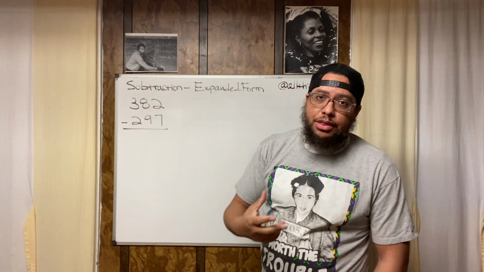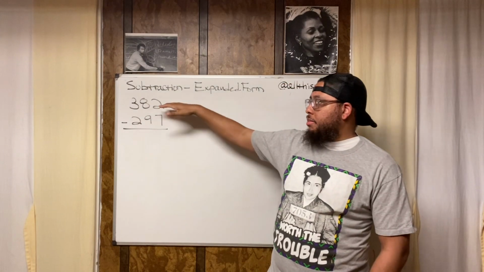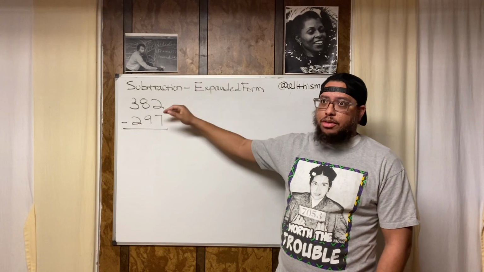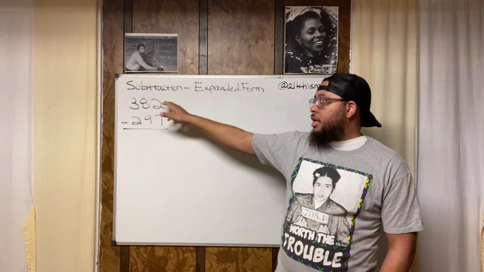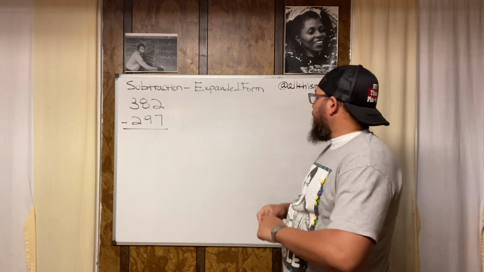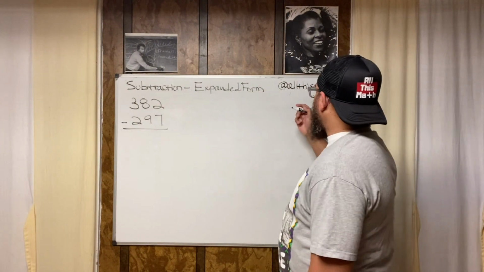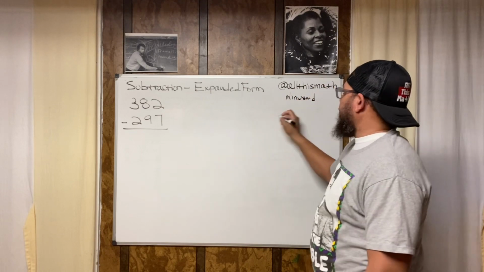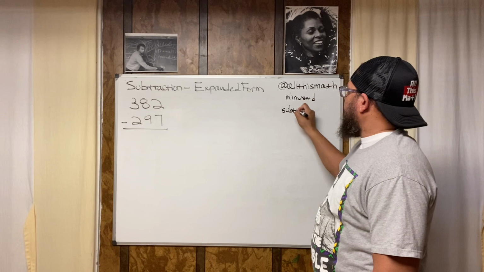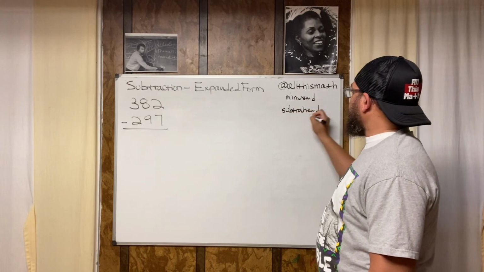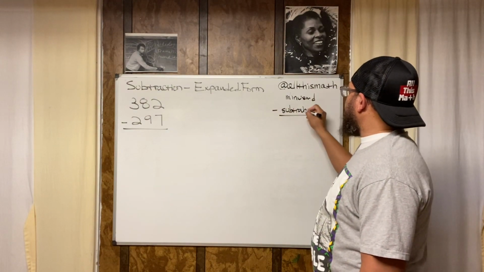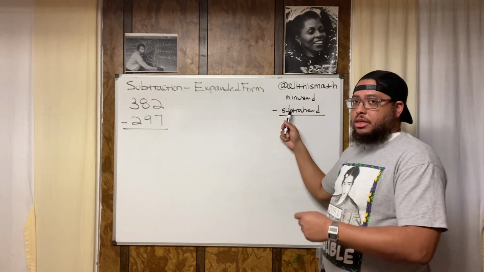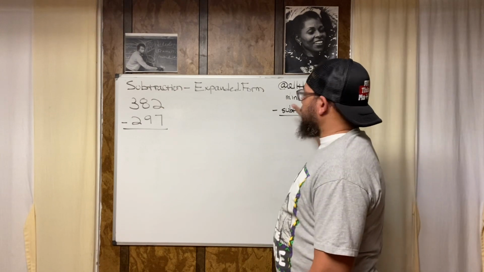Now, when I do the borrowing method, I need all the digits in the top number to be bigger than or equal to the digits in the bottom number. The top number actually has a name. We call it the minuend. And the bottom number, we call it the subtrahend. So that's a little bit of math vocabulary for you. Minuend minus subtrahend. You can remember that because the number that's being subtracted is called the subtrahend, and the top number is the minuend.